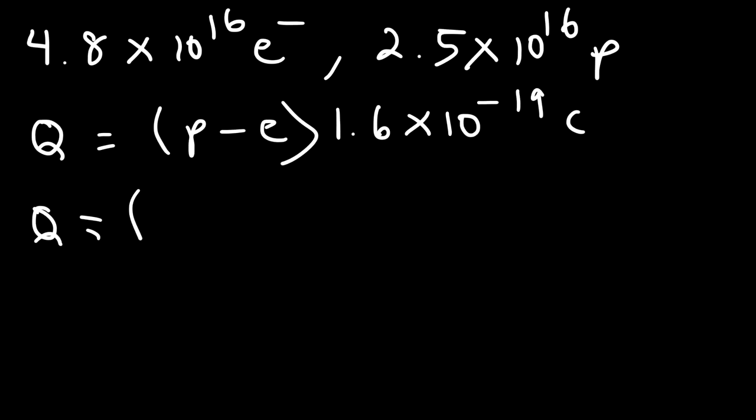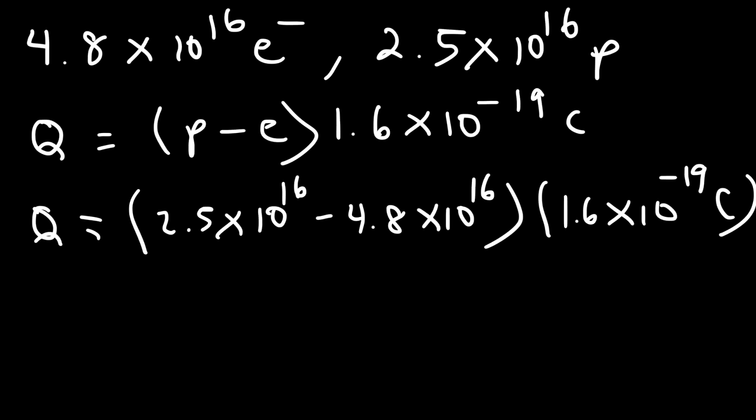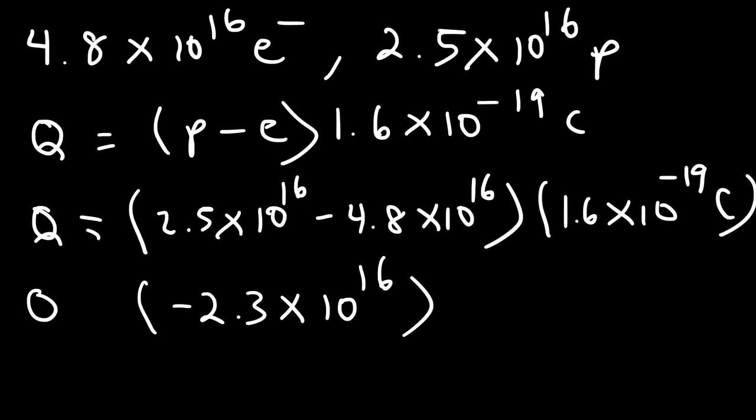So in this case, we have 2.5 times 10 to the 16 protons, and we have 4.8 times 10 to the 16 electrons. Let's multiply by this number. So 2.5 minus 4.8, that's a negative 2.3. And it makes sense why it should be negative, because we have more electrons than protons, and so Q has to be equal to a negative number.